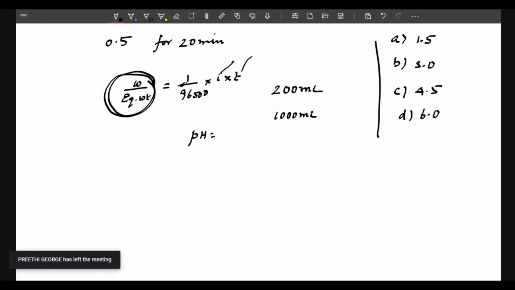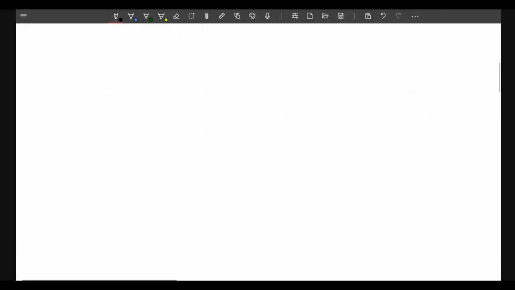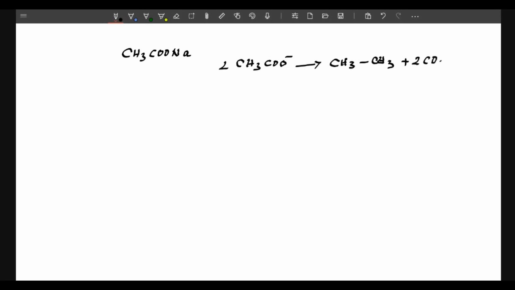Ethane is obtained in the Kolbe electrolysis of sodium acetate solution. According to the equation, 2CH3COO minus giving CH3CH3 plus 2CO2 plus 2 electrons. This is the electrolytic reaction.